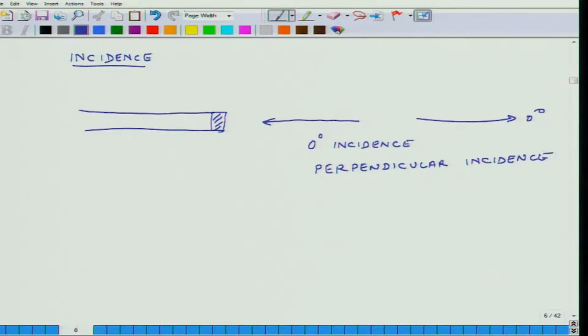If sound comes from this direction or this direction, that's like 90 degrees incidence. And another term which is used quite often is known as grazing incidence.